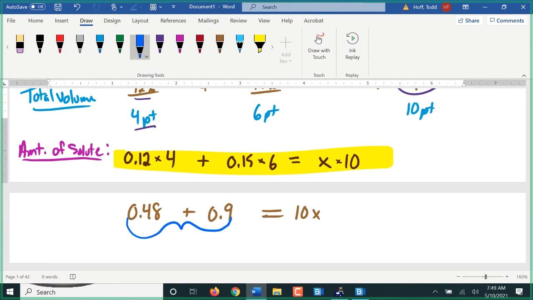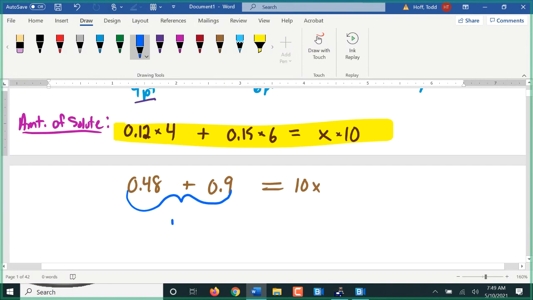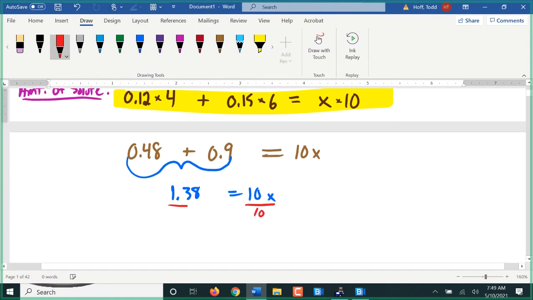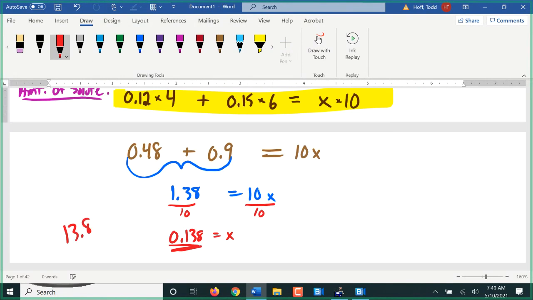I can add my 0.48 and my 0.9, 1.38. 10x. 0.138x. 0.138, remember, is 13.8%.